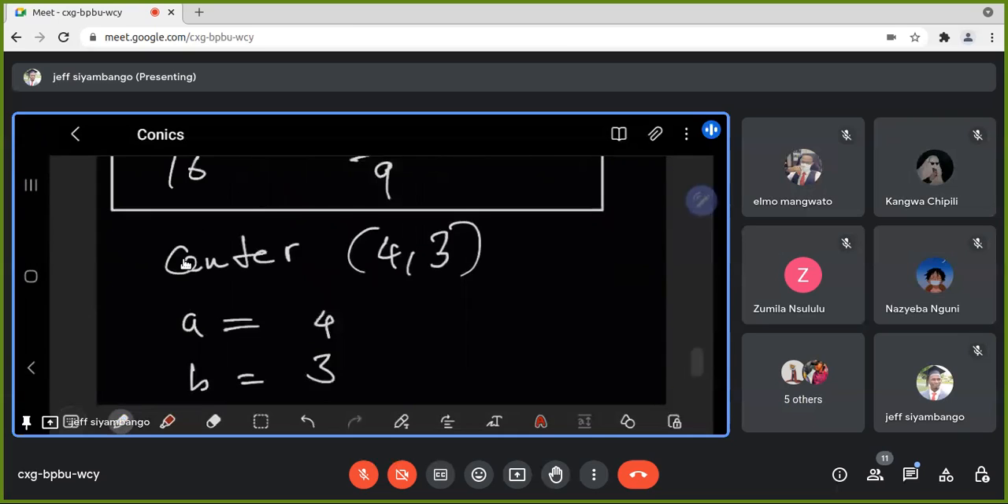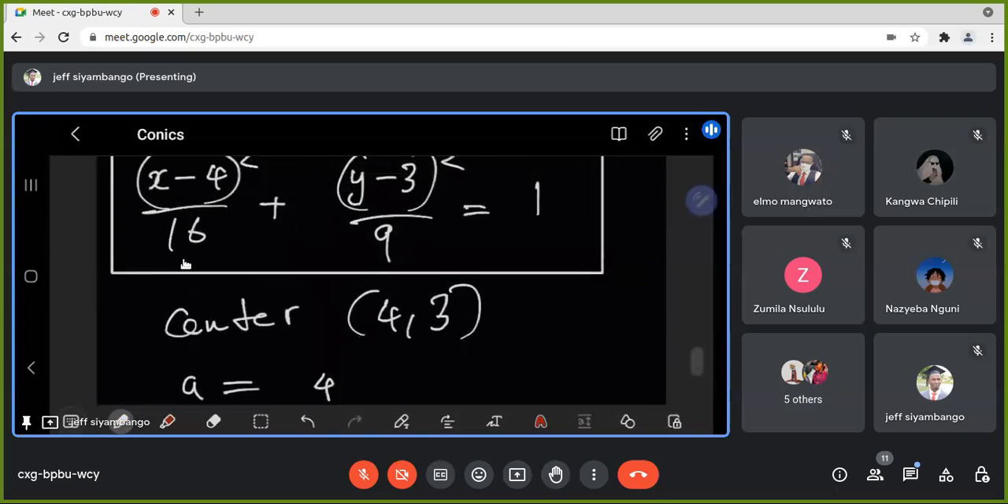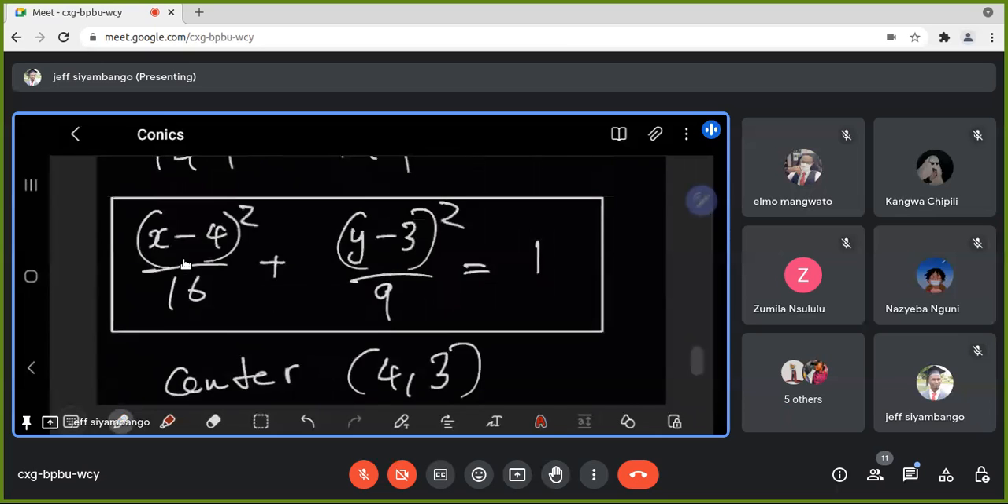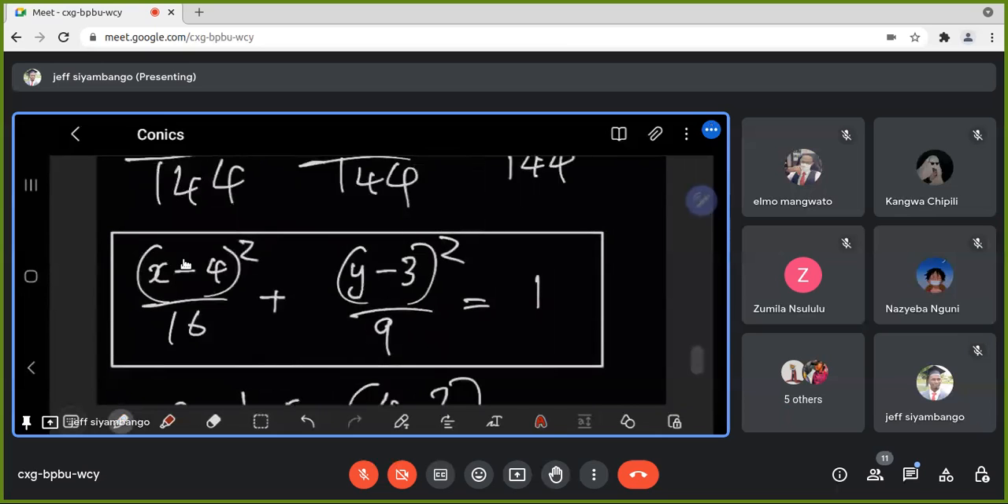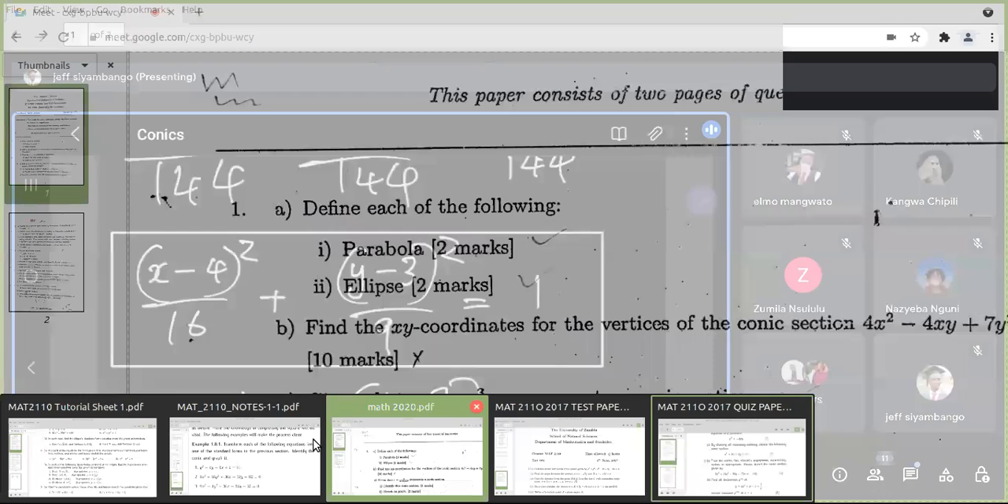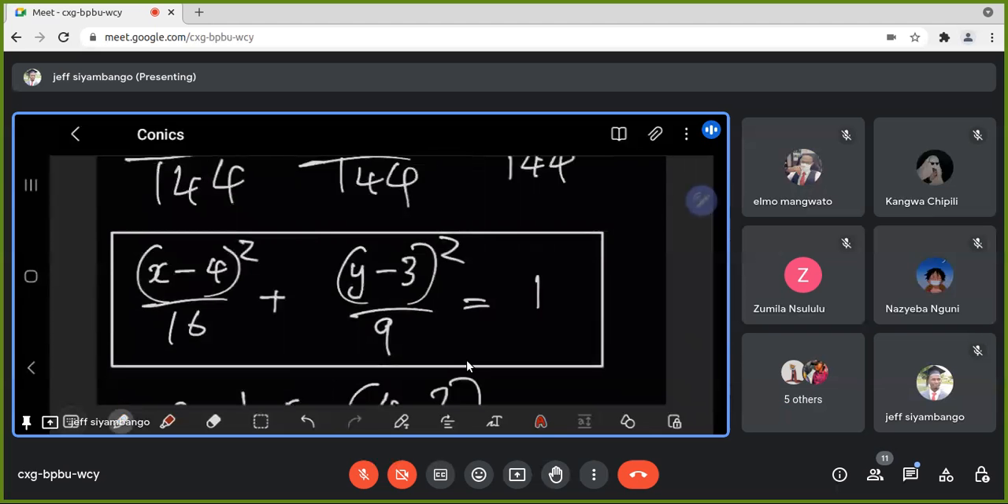So notice that having done this, it means that we can easily get what the center is. The center is found already. You can get what the focus is. We can get what the vertices are. And what conic section is this? Ellipse. Yes, this is an ellipse. Okay, so basically that is what you had to do there.